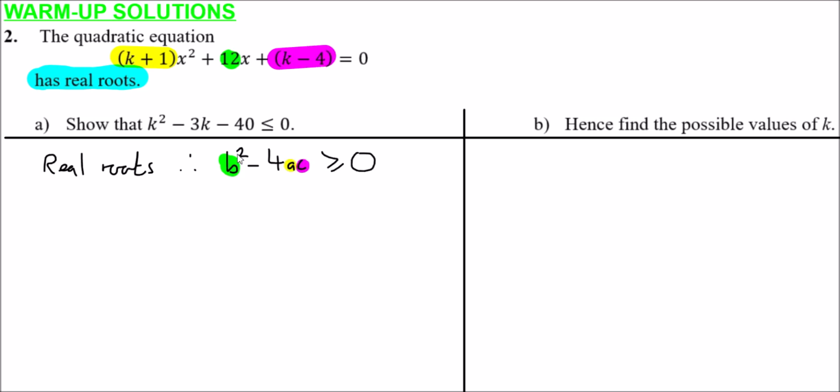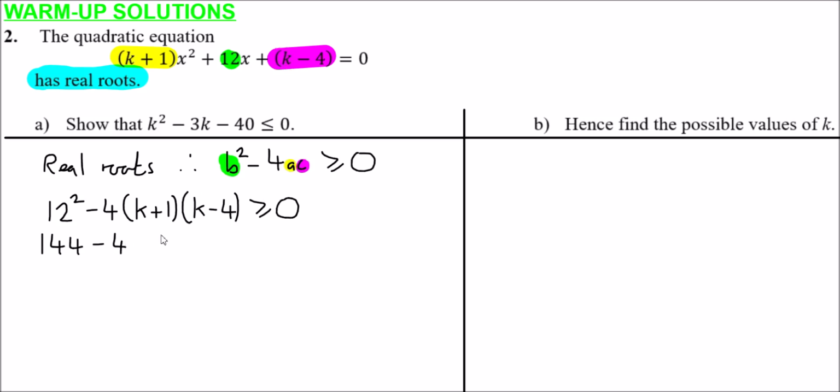And so if we substitute in for b squared minus 4ac, b squared is 12 squared, then minus 4 lots of a, which is k plus 1, then multiplied by c, which is k minus 4. That has to be greater or equal to 0. This can be simplified down. 12 squared is 144, then minus 4 lots of this bracket. So if we use FOIL or any equivalent method, k multiplied by k gives us k squared. K multiplied by minus 4 is minus 4k, plus 1k from here though. So overall we have minus 3k.